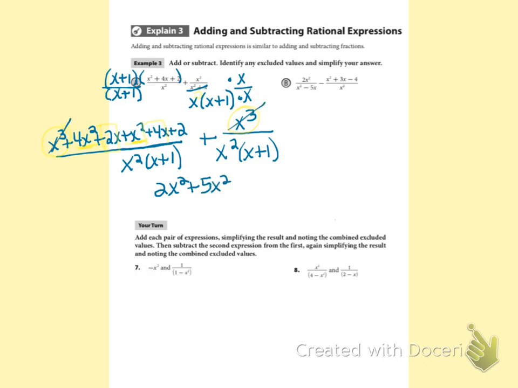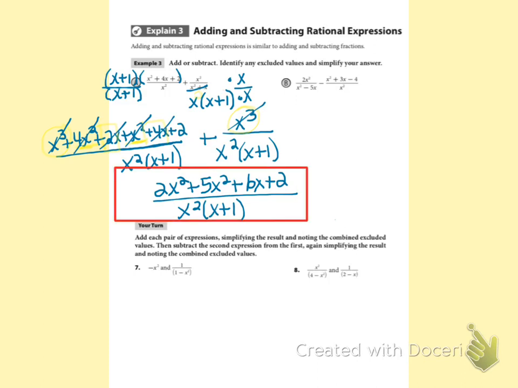That's done, that's done, that's done. I put the x terms together, that's 6x. Those are done, and then plus 2. And then, of course, my denominator is that common denominator, x squared times x plus 1. And so there's my final answer. 2x squared. Oops, I'm sorry. I just noticed that. I'm so glad I read through that again because I see that that's supposed to be a 2x cubed, not an x squared. Excuse me, that's an x cubed. 2x cubed plus 5x squared plus 6x plus 2 all over x squared times x plus 1.